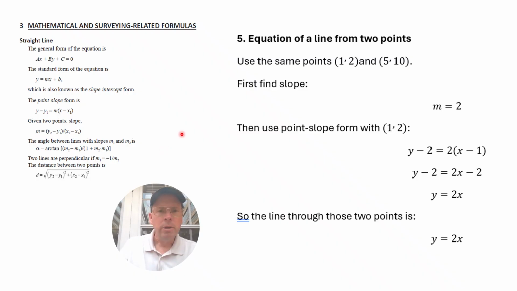And let's see, the next one's the equation of a line from 2 points. So let's say you have the same 2 points, (1, 2) and (5, 10). You're given a slope this time, m = 2. So you're just going to put it in that formula. You're going to have y - 2 = 2(x - 1). We were using this formula right here. And so the equation comes out to y = 2x.